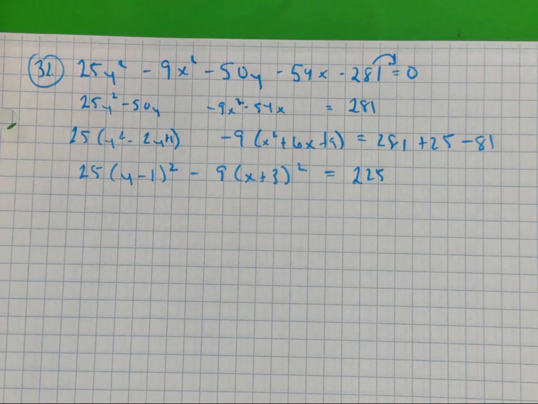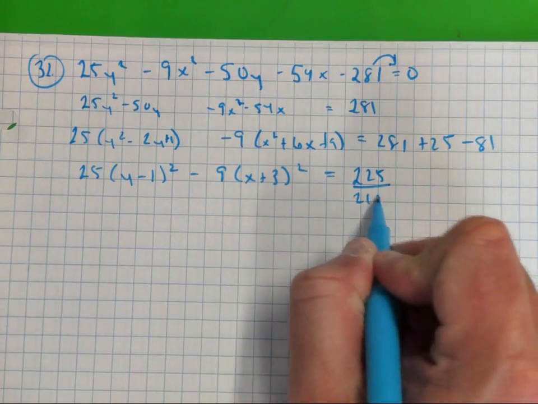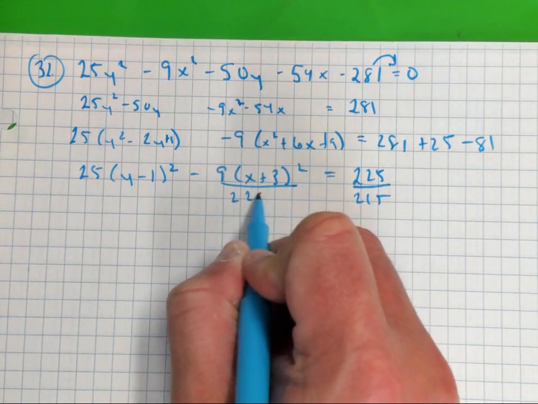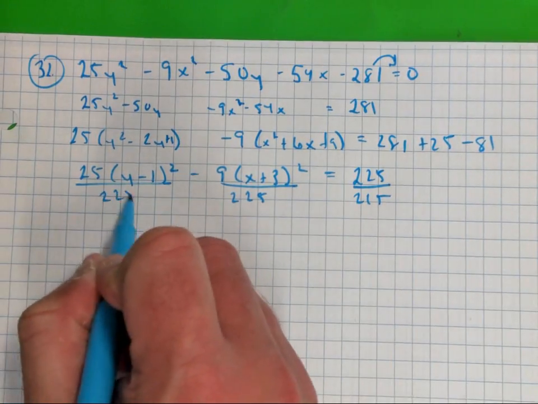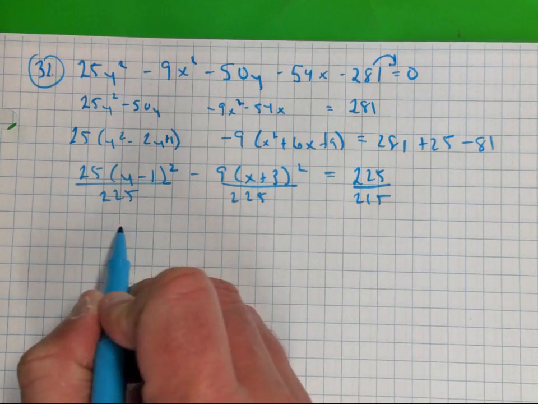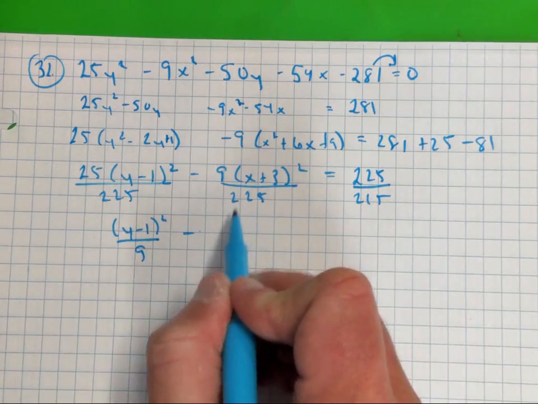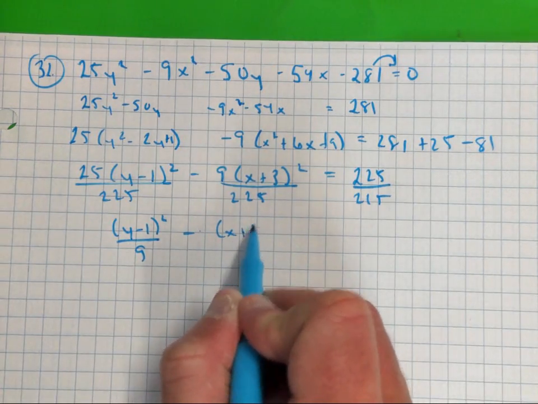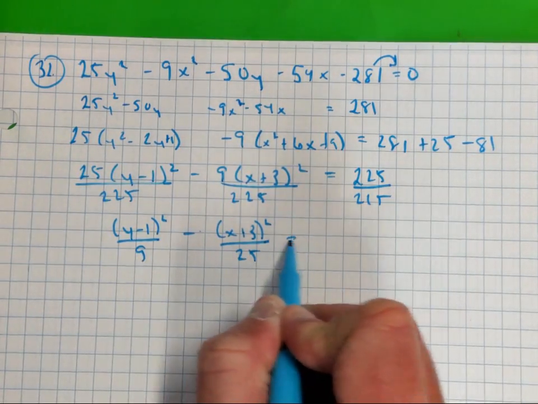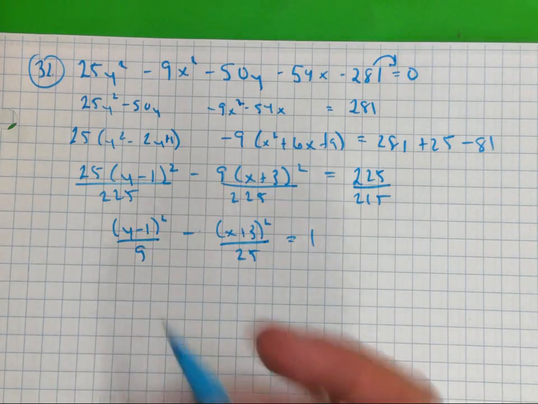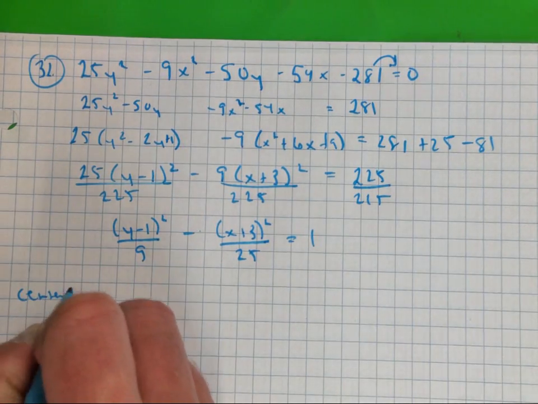Okay. Now, it's almost a standard form. What's keeping it from being a standard form? It's not set equal to 1, so I'm going to divide everything by what? 225. Thank goodness that 25 and 9 go into 225. 25 goes into 225 9 times. I got y minus 1 squared over 9. 9 goes into 225 25 times. Equals 1. What's my center for this hyperbola?